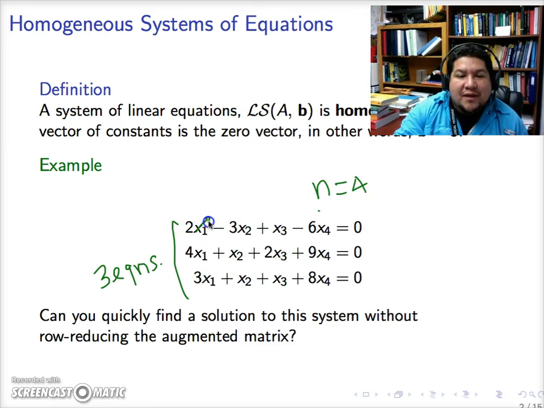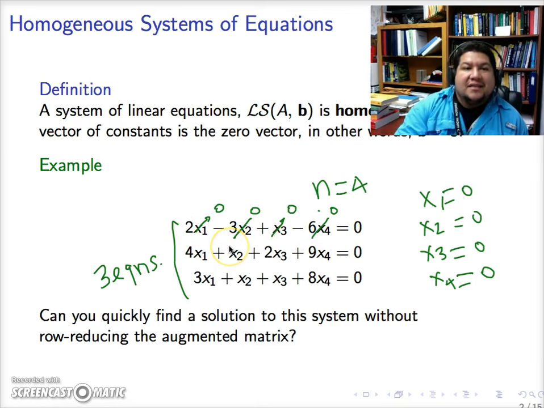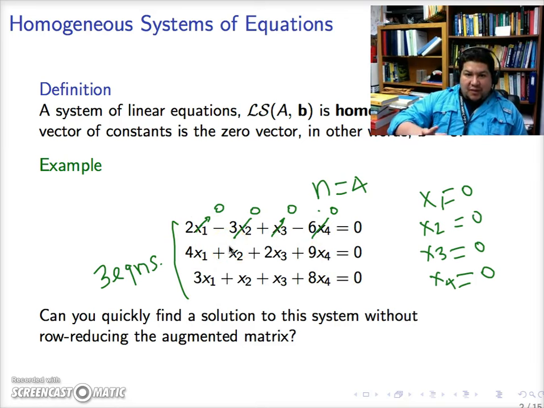What happens if x1 were evaluated at 0, and x2 evaluated at 0, and x3 evaluated at 0, and x4 evaluated at 0? If all the values of the variables x1, x2, x3, x4 are evaluated at 0, then the equations are always satisfied. And that's a nice property of these systems, the homogeneous systems of equations, because they are always consistent. There is at least one solution for these systems, and that solution is the vector of zeros.